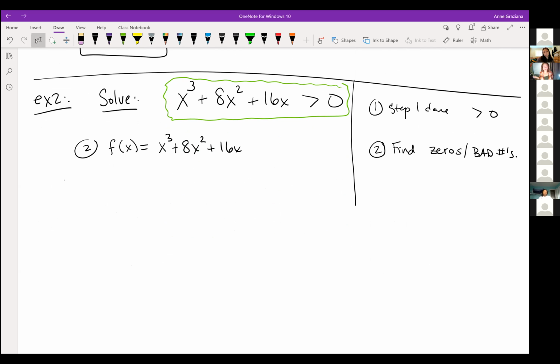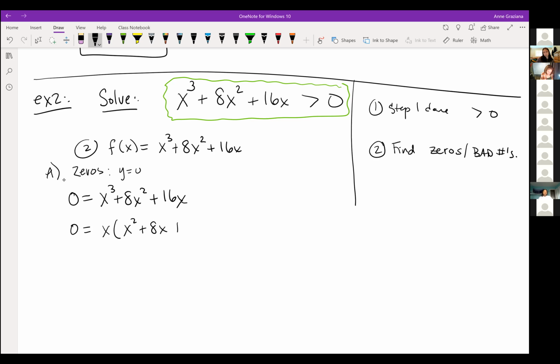And to find our zeros, what do we need to do? Any ideas? Factor. Yes. So to find my zeros, I want to make y equal to 0. So let's set this equal to 0: x cubed plus 8x squared plus 16x. Then we're going to factor out my common term of x, and we have x squared plus 8x plus 16.